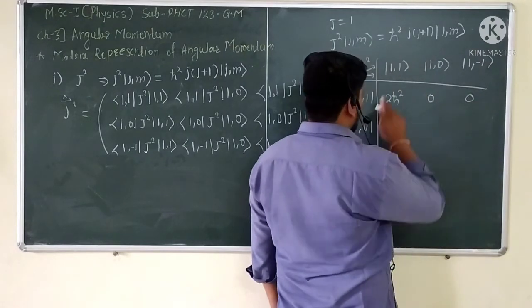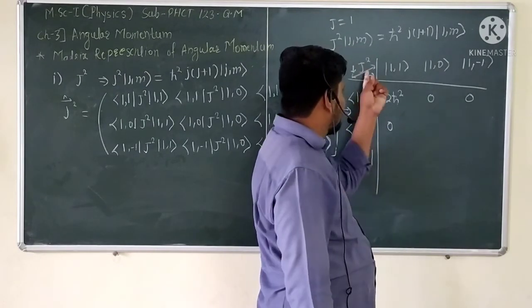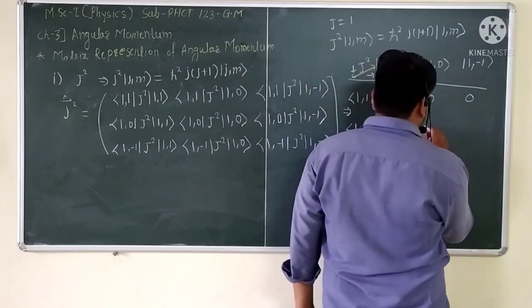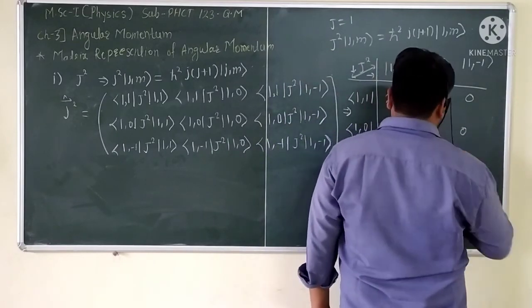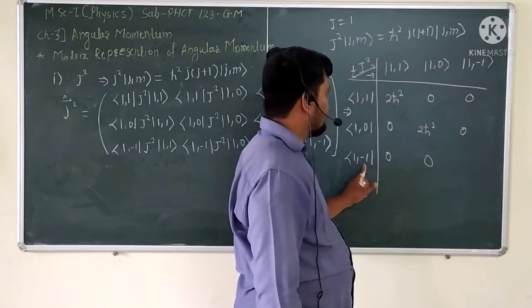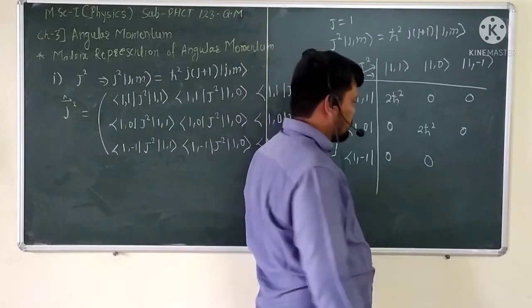Again <1,0|1,1> is 0. For <1,0|j square|1,0>, this is nothing but twice h cross square, and again 0 elsewhere. Here <1,-1|j square|1,-1> is again also twice h cross square.